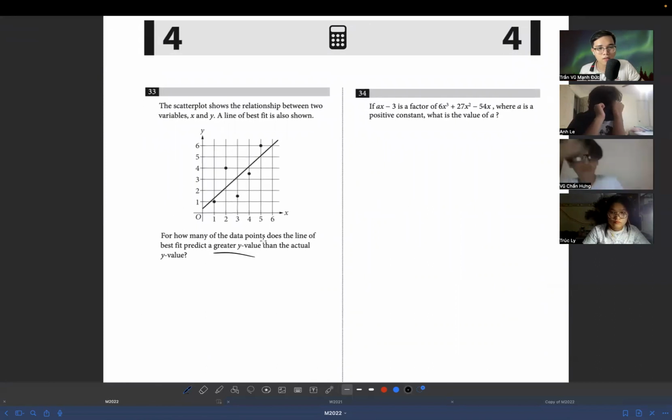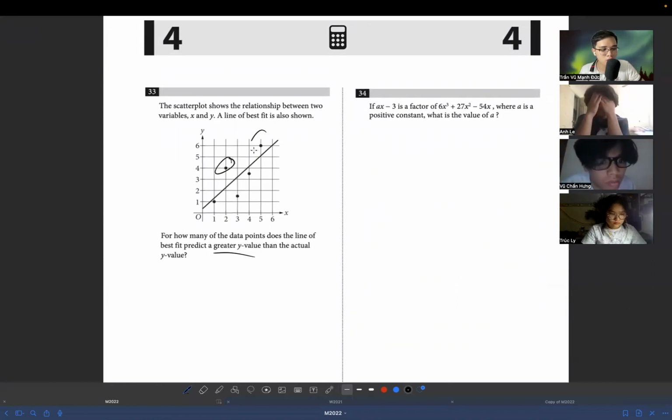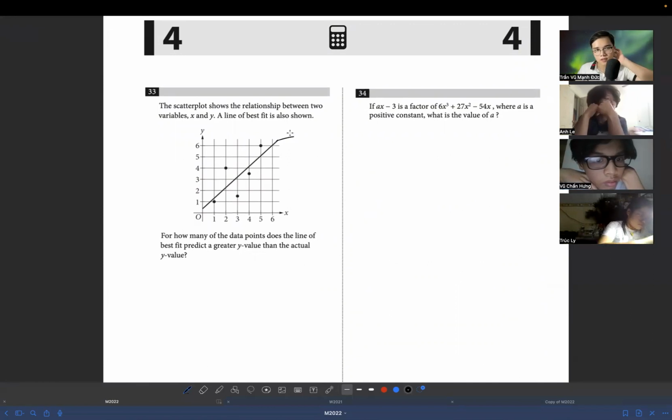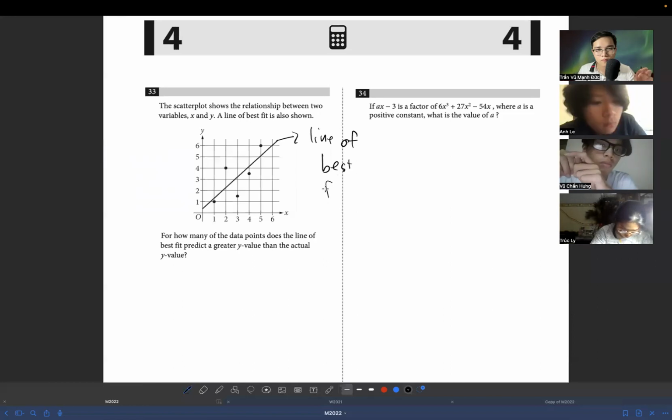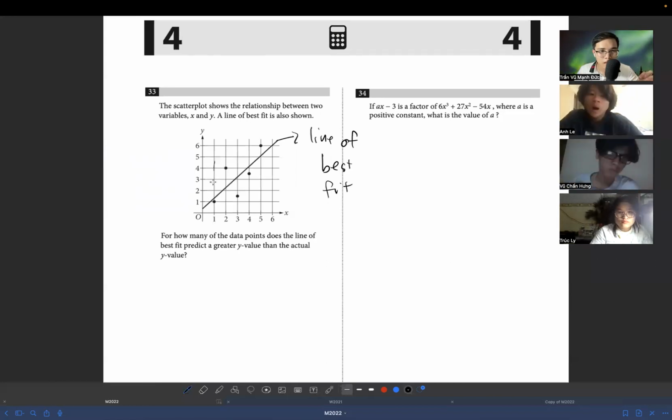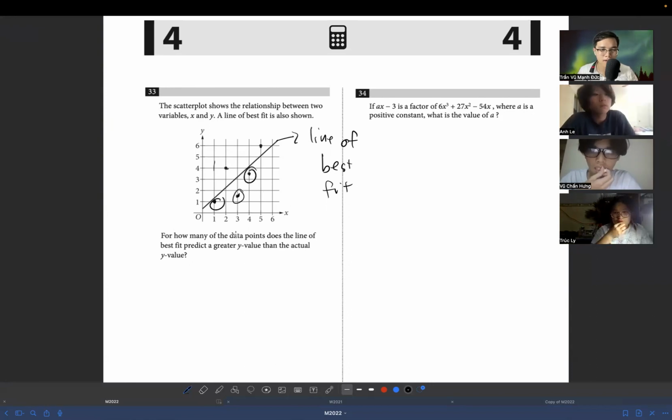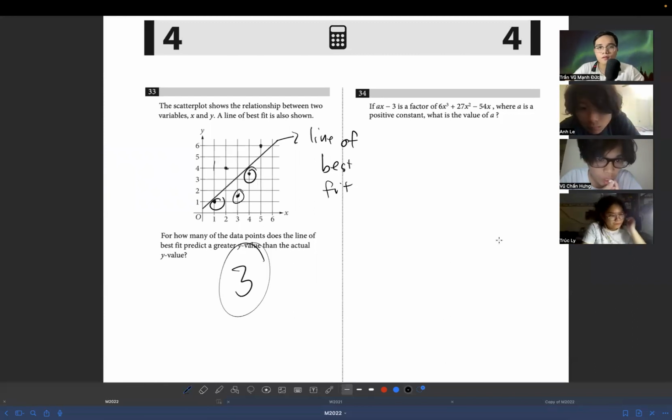Best fit predicts a greater Y value than the actual Y. Oh, no. Greater. So this is the line of best fit. If you see, these dots are the actual values. And if a line of best fit predicts a higher value, that means the actual value is lower. So you have 1, 2, 3 lower values below the line of best fit. So it's 3.